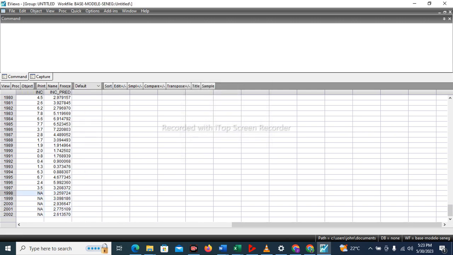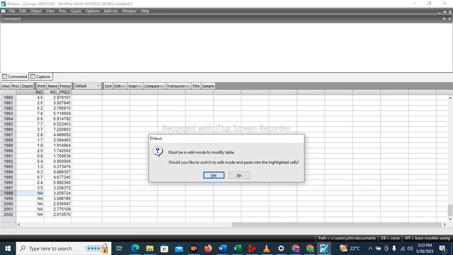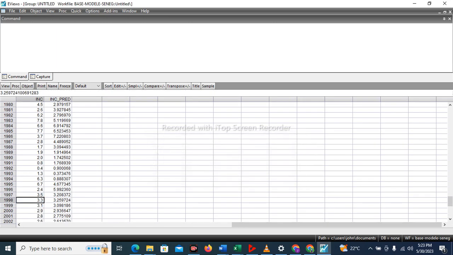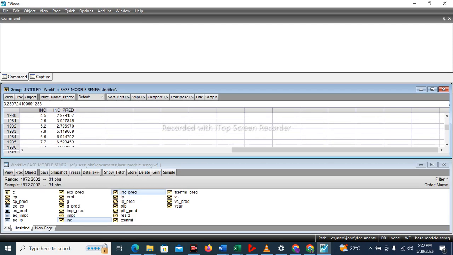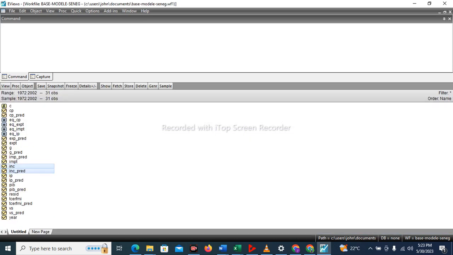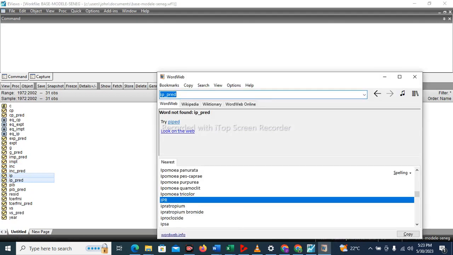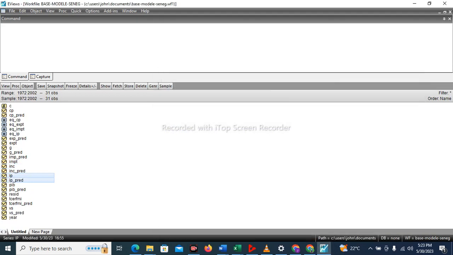Copy them to the next, the original data, and then go to the tile part so that we can have our original screen. Then we have private investment. Do the same. Open them as a group.